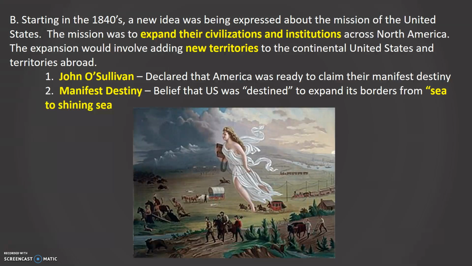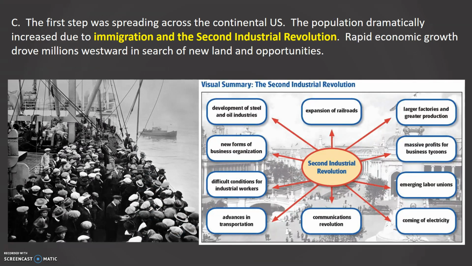John O'Sullivan's going to come up with this, and he said that the United States is destined to claim their manifest destiny, and basically manifest destiny is going to be the belief that we are destined to expand our borders from sea to shining sea. First step in the spread is going to be spreading across the continental United States.